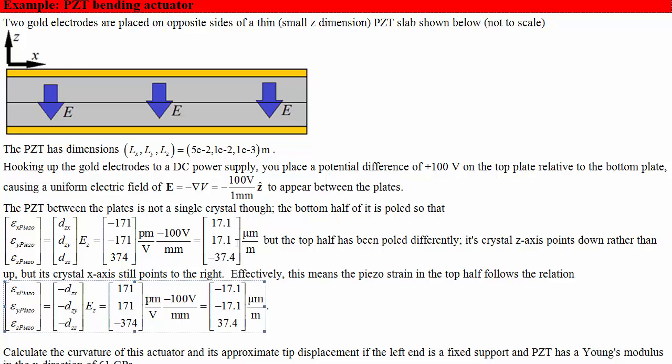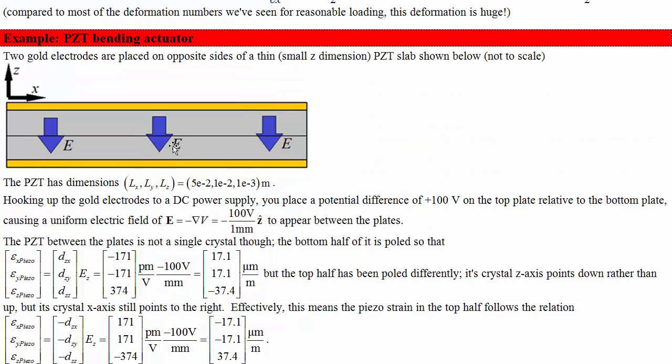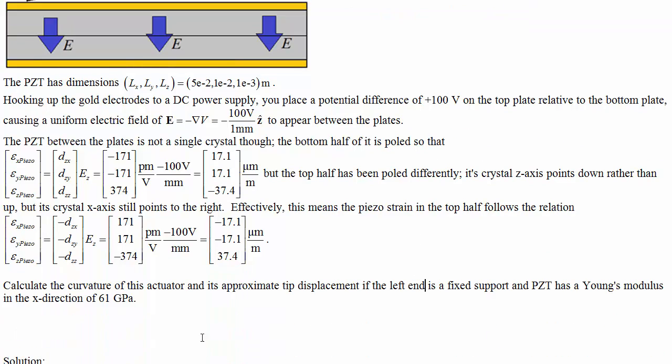So in the bottom half, we end up with an X strain given by 17.1 microns per meter, but in the top half, we get negative 17.1 microns per meter. You could physically pole the piezoelectric crystal differently by growing one piezoelectric crystal and then cutting it, flipping it around, and bonding it back to the other piece like this. So calculate the curvature of the actuator and approximate the tip displacement if PZT has a Young's modulus in the x direction of 61 gigapascals.